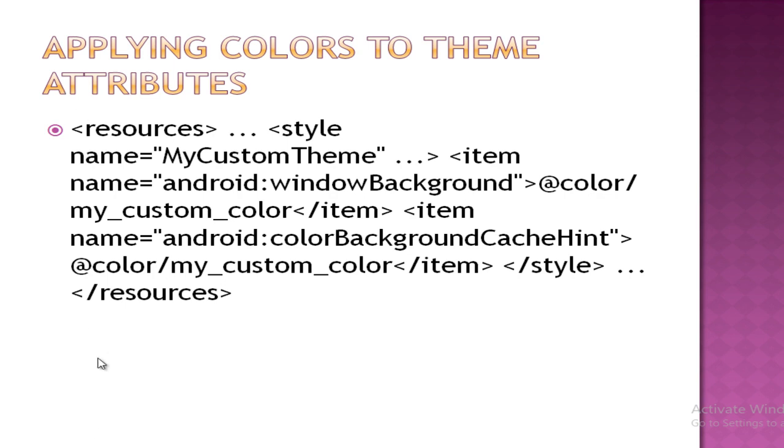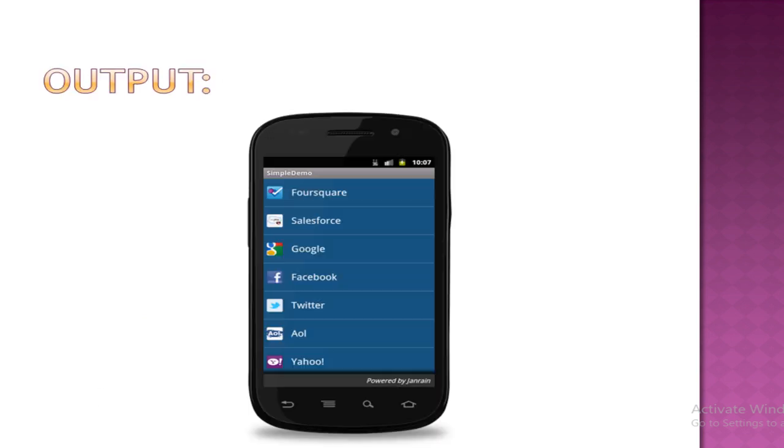Right? See, this is how we can write the resource file, then the style file, then name android:windowBackground, color slash my custom color, whatever I have defined, right? That is name equal to android:colorBackground, that is the color slash my_color_custom_color. So this is how we can implement it, and let's see the example. See, this is Foursquare, Salesforce, then Google, Facebook, Twitter, AOL and Yahoo.